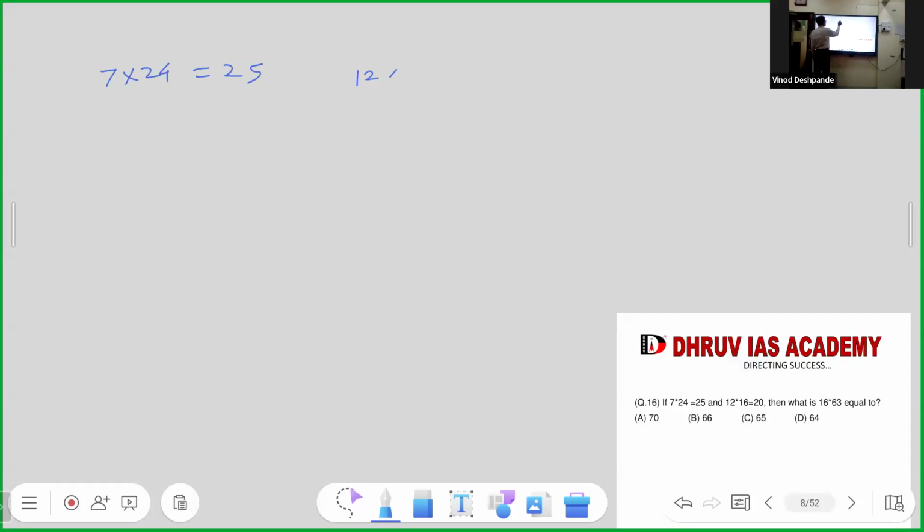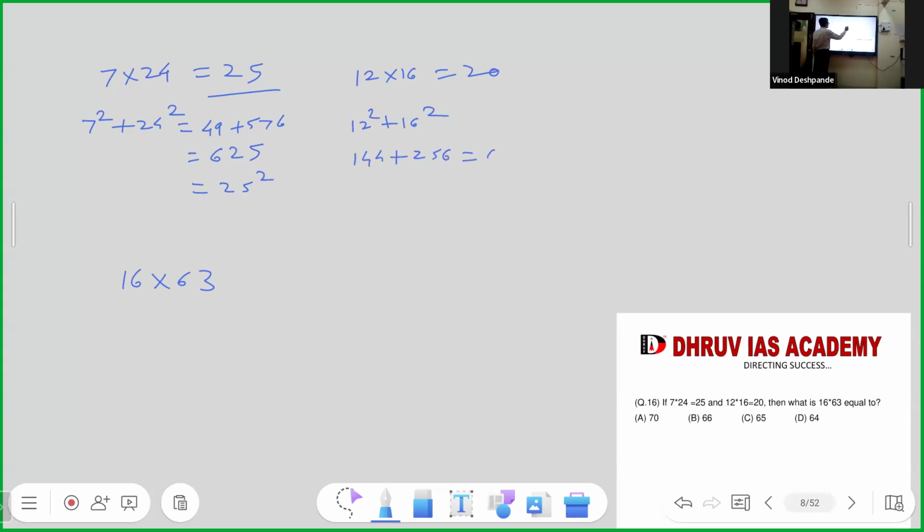Fine, then 12 into 16 is 20. And 16 into 63. We want to find out 16 into 63. See here, if you take the square of 7, so 7 square plus 24 square, it is 49 plus 576, which is 625, which is 25 square. So 12 square plus 16 square, that is 144 plus 256, that is 400, which is 20 square.